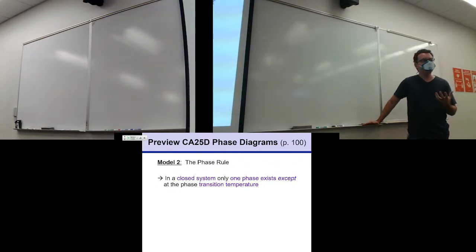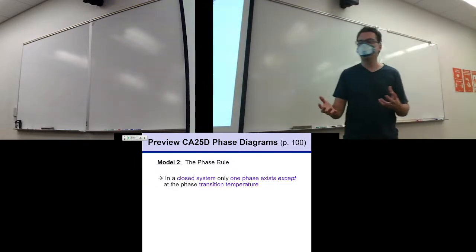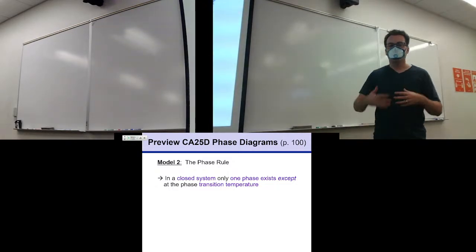And the approach for these phase diagrams is we're going to treat them as a closed system. A closed system. So we're not going to allow outside influences. When we discuss what's happening to the substance in question as I approach that conducting wire.